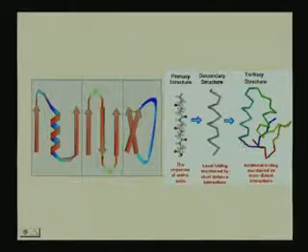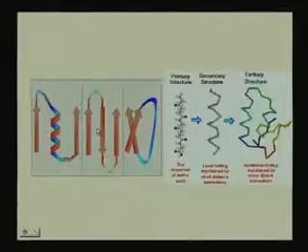What do I mean by that? Suppose I have one polar amino acid here and I have another polar amino acid on this side. It is likely that they are going to form a hydrogen bond. So what is going to happen? They are going to come together.